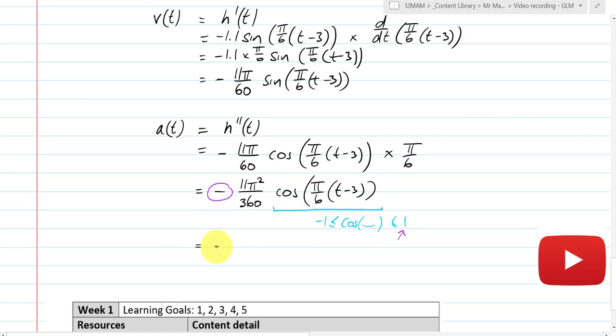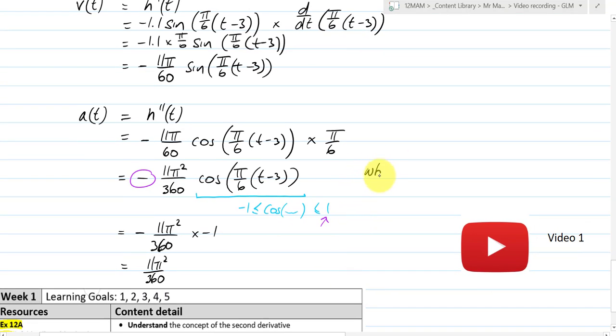So the greatest that this can be is when cos is equal to negative 1. And therefore the greatest is 11 pi squared over 360. And so I'm going to say when cos pi on 6 t minus 3 equals negative 1. So that's an approach you can take as well, and I've already proven that it's the greatest, but just be careful about what the question's asking. If it's asking you to do it using stationary points or the first derivative, then probably avoid that.